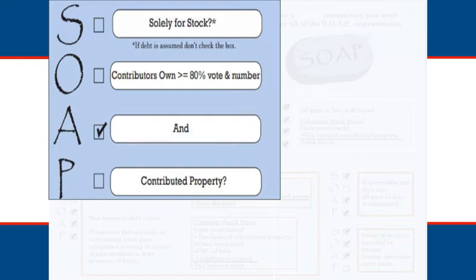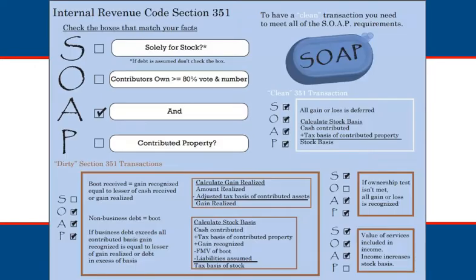S, solely stock. The shareholder can only receive stock in the transaction. O for ownership. The contributing shareholders have to own 80% or more of the vote and number of the shares. A for and, P for property. Property has to be contributed. We'll explore each step in more detail later.